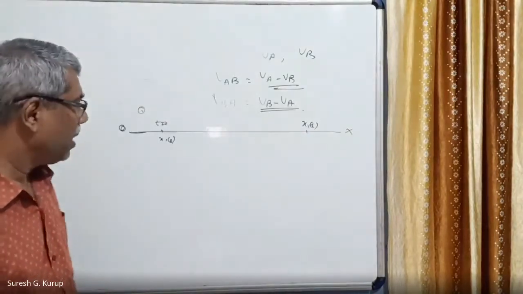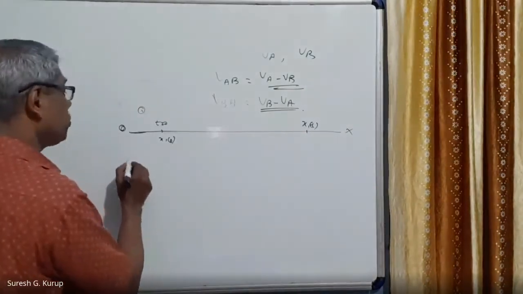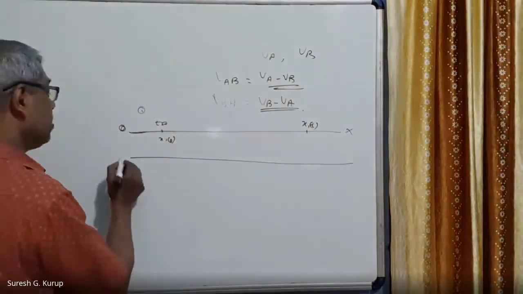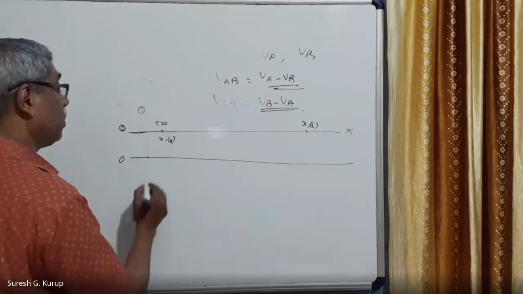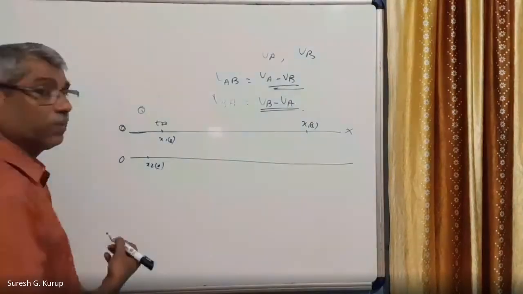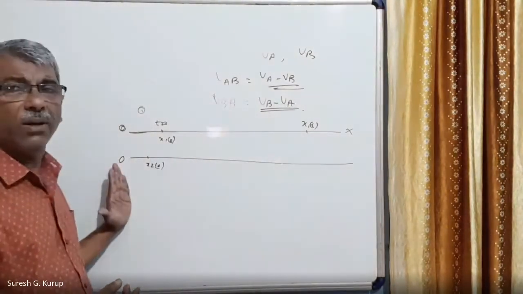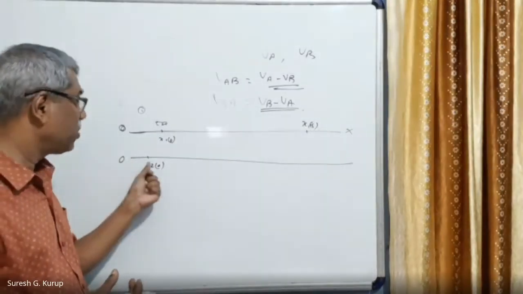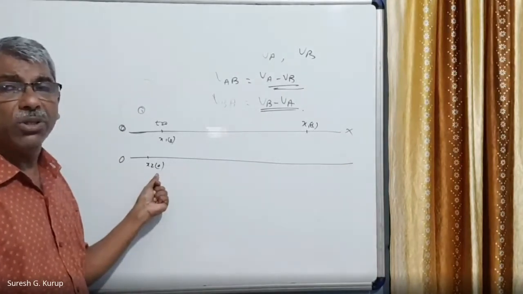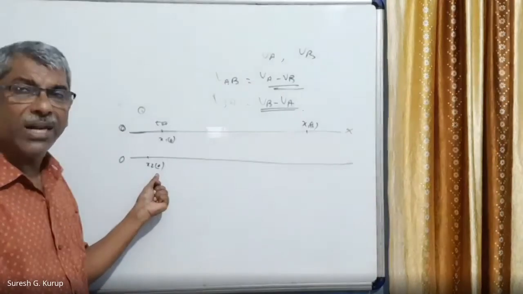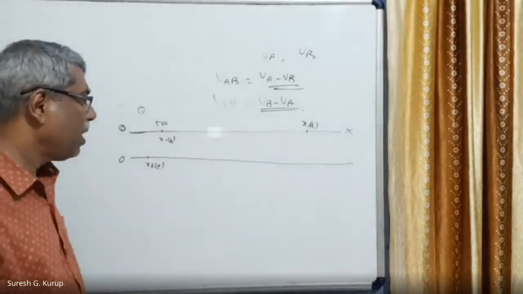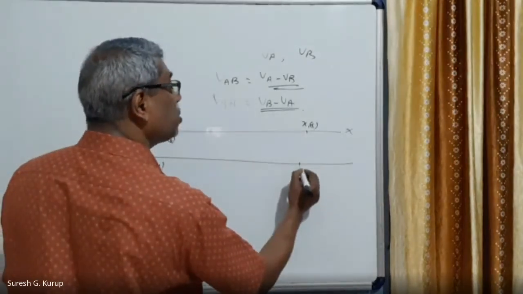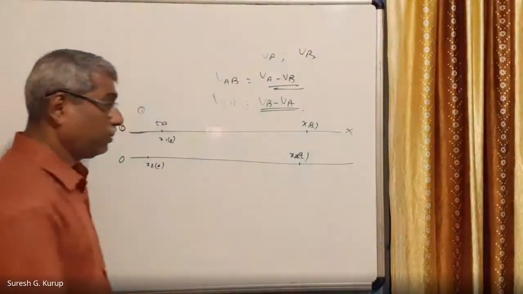Another body is also traveling in the same straight line or in a parallel line. This is the position of the body at time 0, that is x20, a bit nearer to the origin. What is x20? That is the position of the body at the initial time, that means t is equal to 0. After t seconds, it reaches this point, that is x2t.